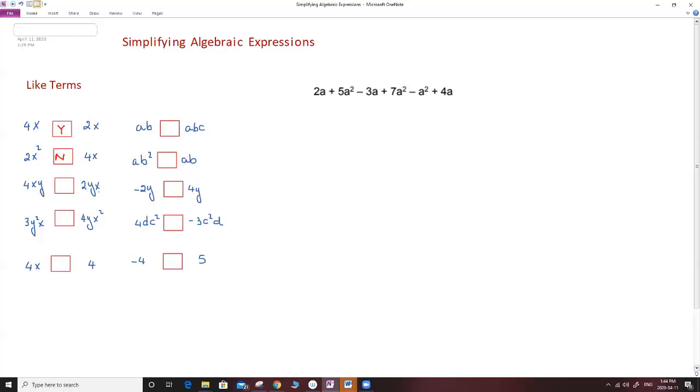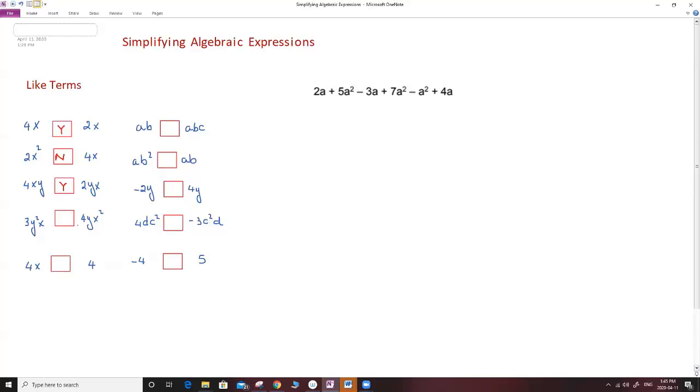4xy and 2yx. Do you think they are like terms? Yes. Someone will say, but this is x, y, and here it's y, x. Actually, in multiplication, we don't care about the order. But x is only x to the exponent 1, or to the power of 1, and y to the power of 1, so they are not different.